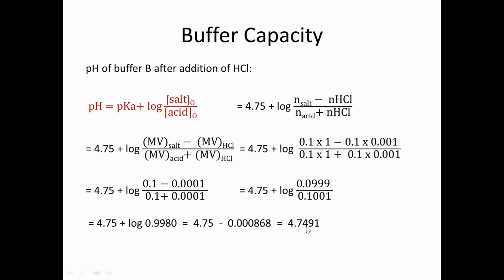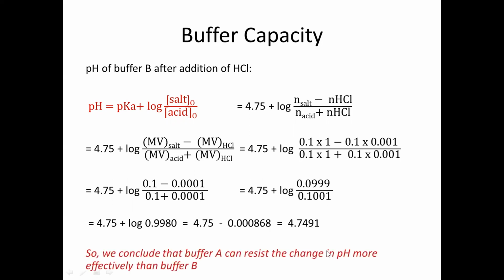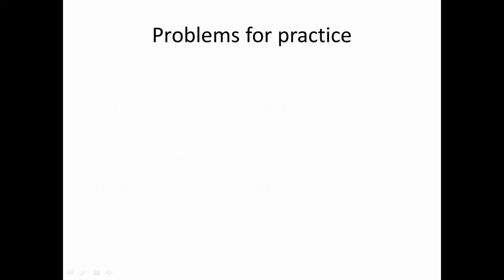Now when we calculate the same for buffer B, we find that the pH comes out to be 4.7491. For buffer A, it was 4.74991, and for buffer B, it is 4.7491. So you see that buffer A has actually shown a better buffer capacity. Buffer A can resist the change in pH more effectively than buffer B. This is how we have derived that the buffer capacity of a more concentrated buffer is higher.